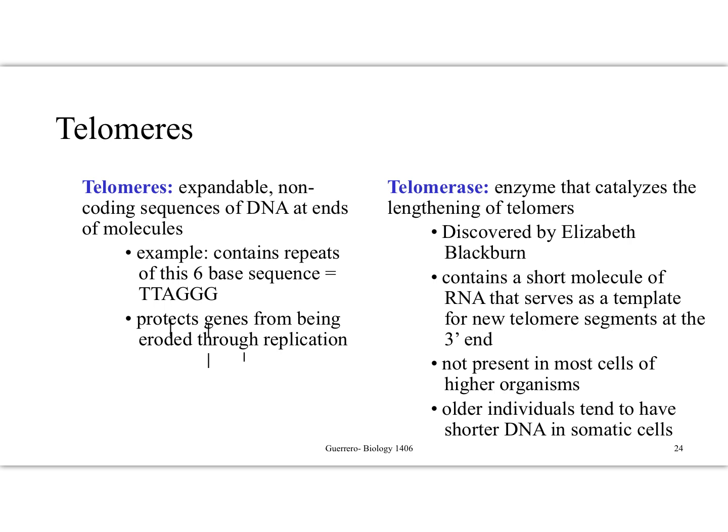So telomerase is the enzyme that is going to lengthen the telomeres. It was discovered by a female biologist named Elizabeth Blackburn, and she recognized that it's a short molecule of RNA that serves as a template for new telomere regions, and then it's just these repeated 6 bases over and over again. It's not present in most cells of higher organisms, and older individuals tend to have shorter DNA in somatic cells. So especially in things like us, our telomere regions are very short, if they exist at all, and then after a while we just stop making them and we start chopping off shorter DNA. We're making shorter DNA because we're chopping off some of those extra sequences.